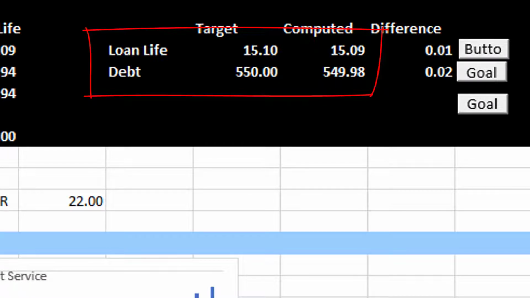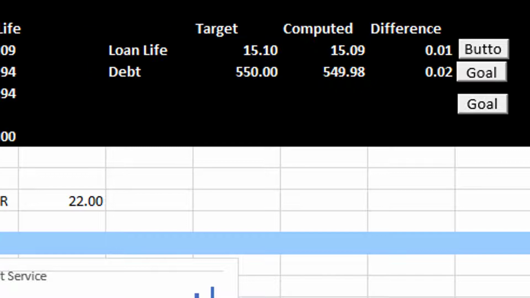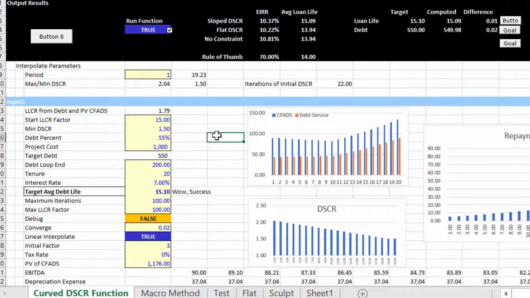All right. If you just even understand this problem, I think you're ahead of a whole lot of people in the project finance world. If you understand that there are two constraints, the minimum DSCR and the average debt life, and that defines the curvature of the debt.